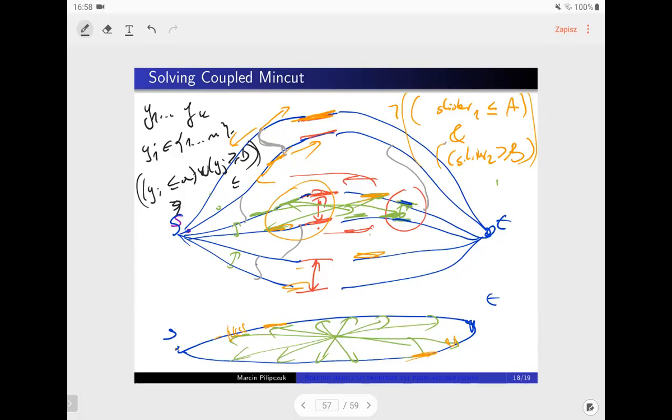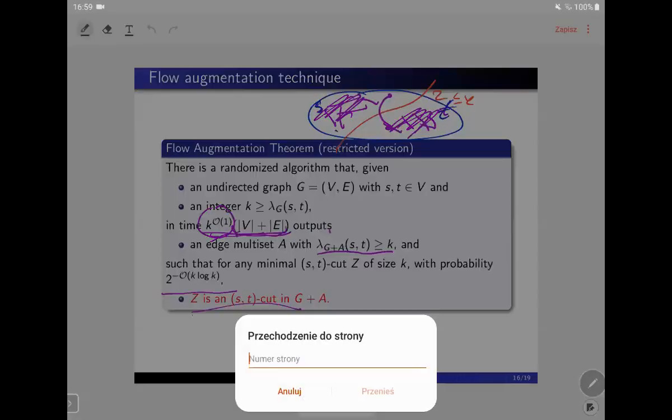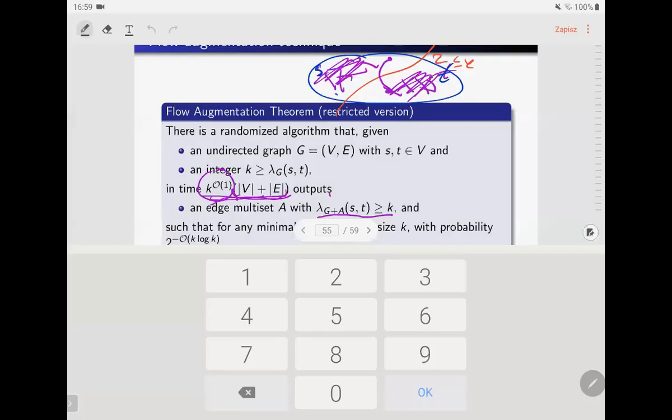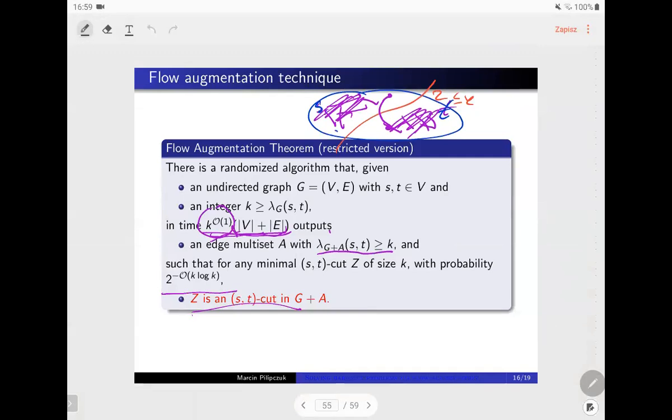Okay. You mentioned three CSPs, right? One is the equalities coupled with this constraint. And one is W1-hard, one is polynomial time, and one is a gray zone. Yes, there is a slide like that. I can try to find it. Okay, so there you mentioned that this problem, coupled min cut, can be encoded as a CSP, the middle one. There are three.